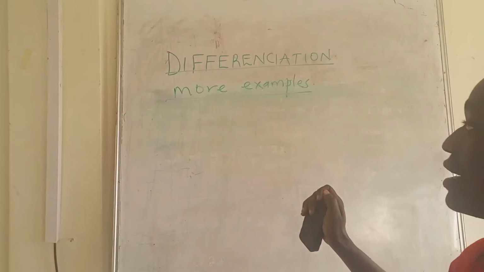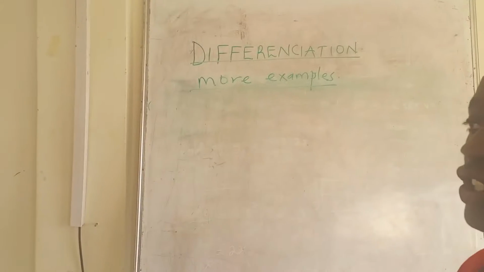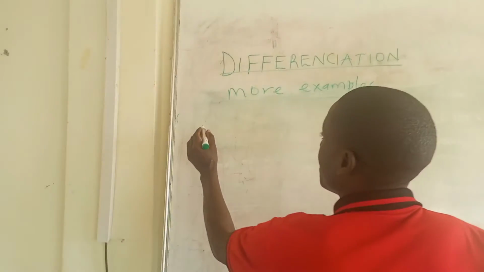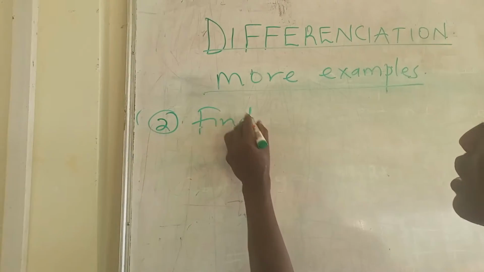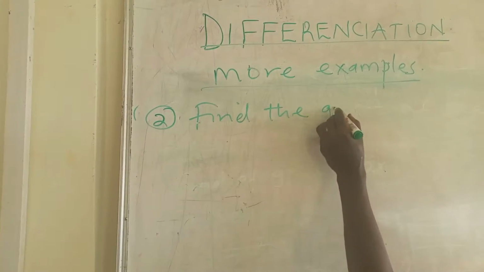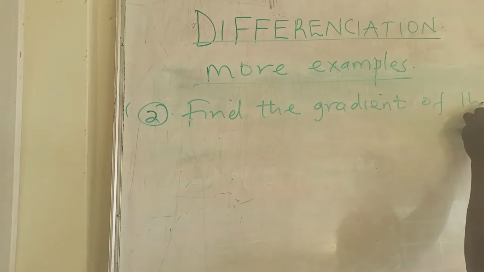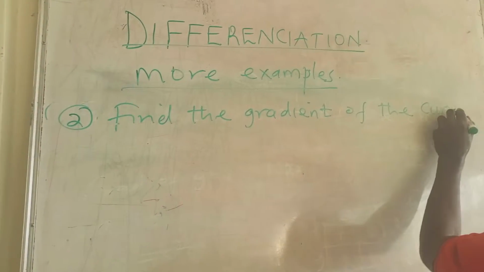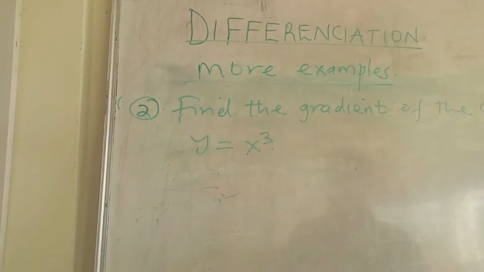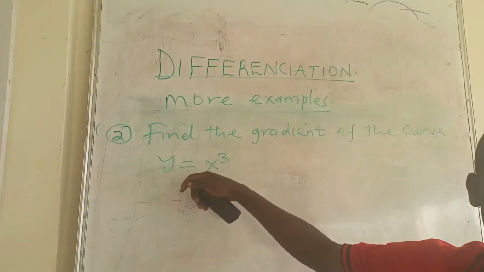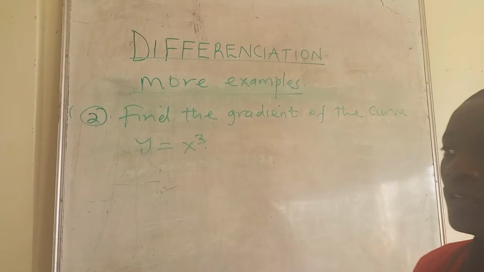We're going to look at differentiation of another special curve, y is equal to x cubed. Therefore, more examples: to find the gradient of the curve y is equal to x cubed. And this one is the same as finding the derivative of y is equal to x cubed.